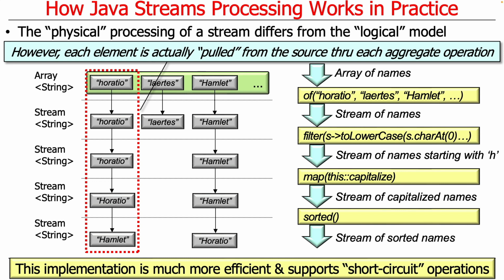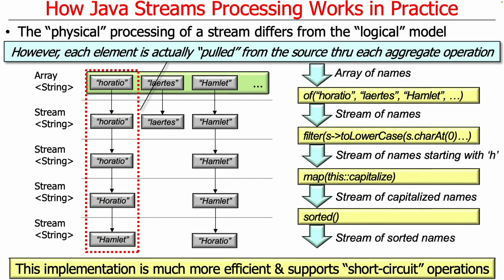So what's actually happening is when the terminal operation, like forEach for example, is reached, then the stream will start pulling the data from the source, and we'll get Horatio. That'll turn into a stream. We'll then go ahead and filter it. We'll uppercase it, and then we'll do some sorting after we've collected everything together. So everything works from top to bottom, left to right.